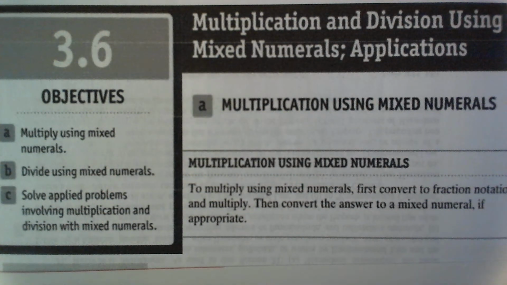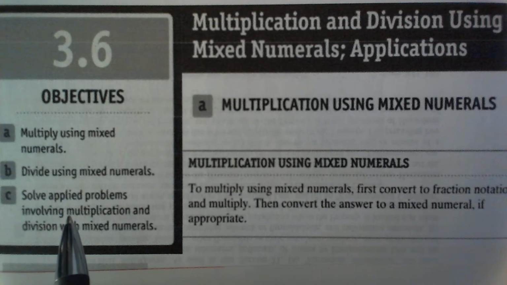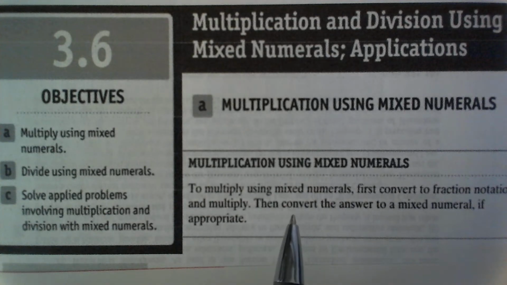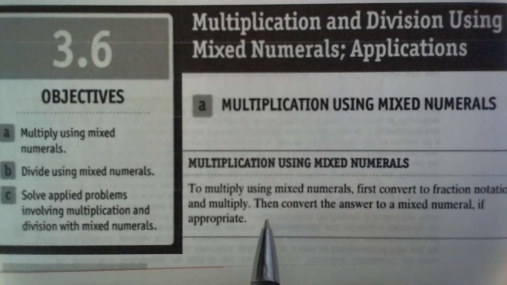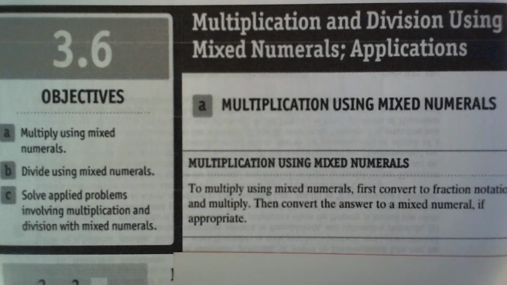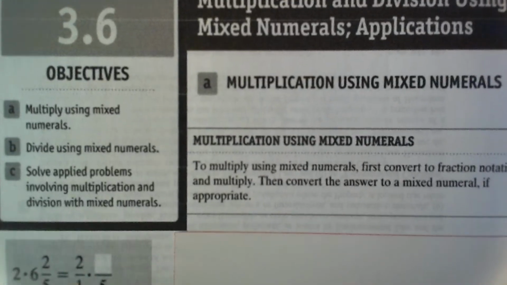In section 3.6, we continue working with mixed numerals, and here we learn how to multiply and how to divide using mixed numerals, and then we do some application problems. Now, the way we multiply mixed numerals is we first convert to fraction notation and then multiply, and then we convert the answer to a mixed numeral if that is appropriate. So let's look at an example. It is a guided solution.